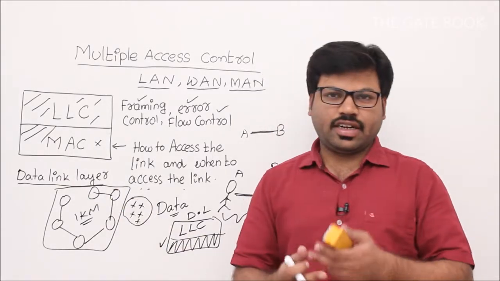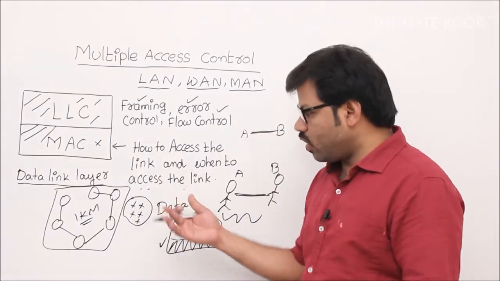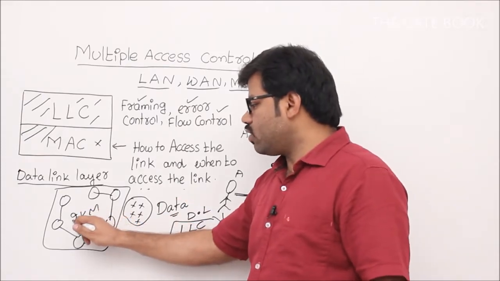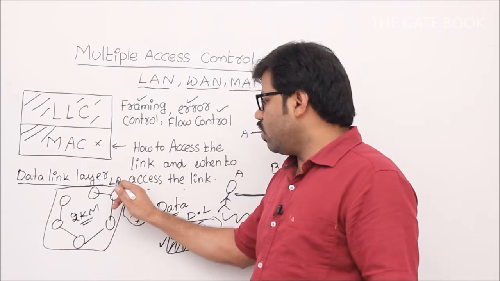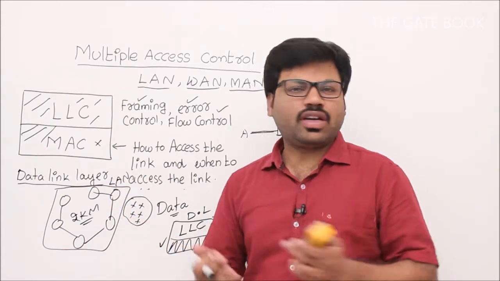Here the systems are connected and the distance between them is at most 1 kilometer or 2 kilometers, right? That means the distance is very small. Such networks are called local area networks. That's it. It's a simple classification.